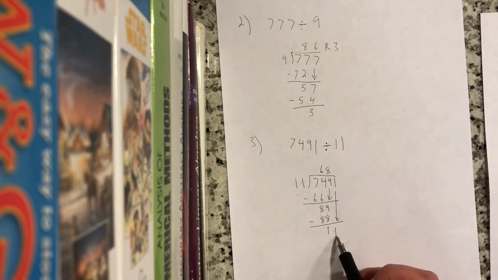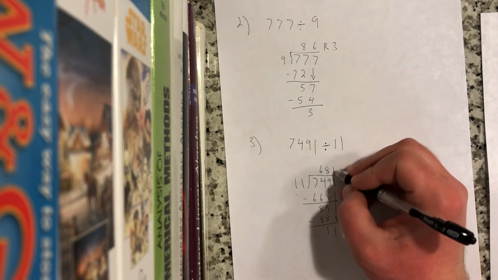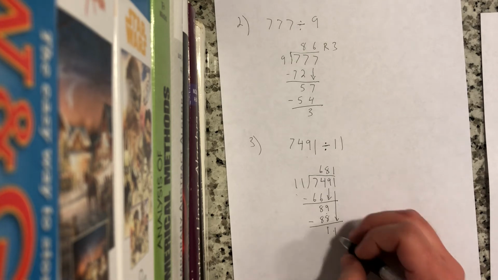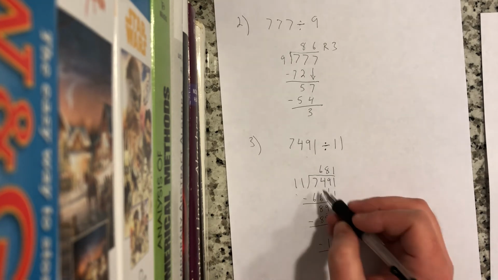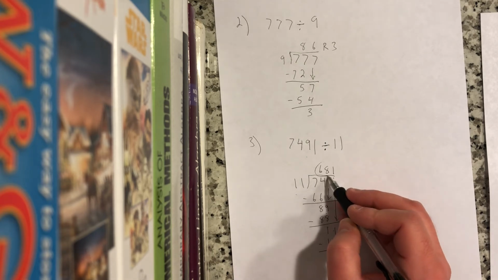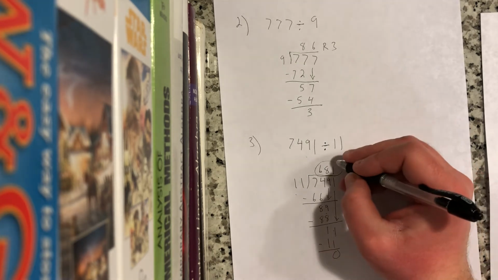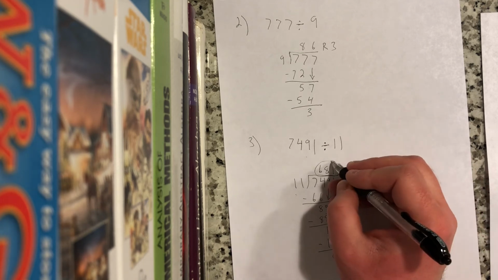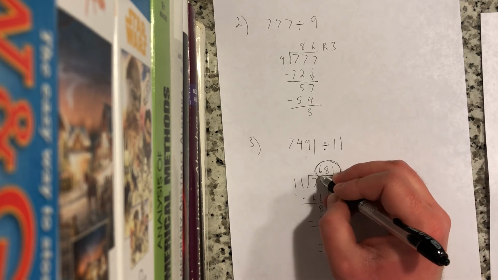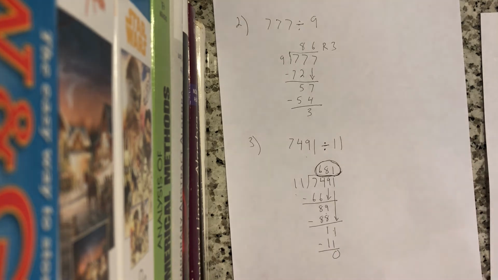How many times does 11 go into 11? That one is 1. 1 times 11 is 11, and you get 0. So remember, if you get 0, the number divided evenly, and you will not have a remainder. That can happen from time to time, so keep that in mind.